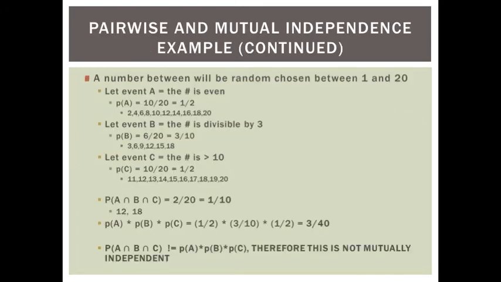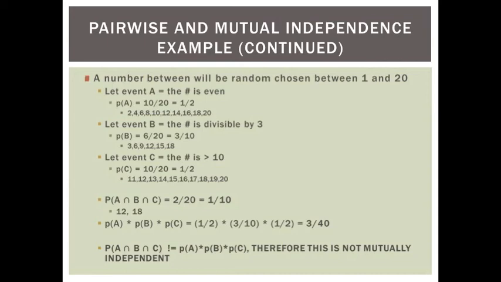Pairwise and mutual independence example. A number will be randomly chosen between 1 and 20. Let event A equal the number is even. P of A is equal to 10 over 20, which equals 1/2. Let event B be equal to the number is divisible by 3. P of B equals 6 over 20, which is 3 over 10. Let event C equal the number is greater than 10. So the probability of C is equal to 10 over 20, which is 1/2.